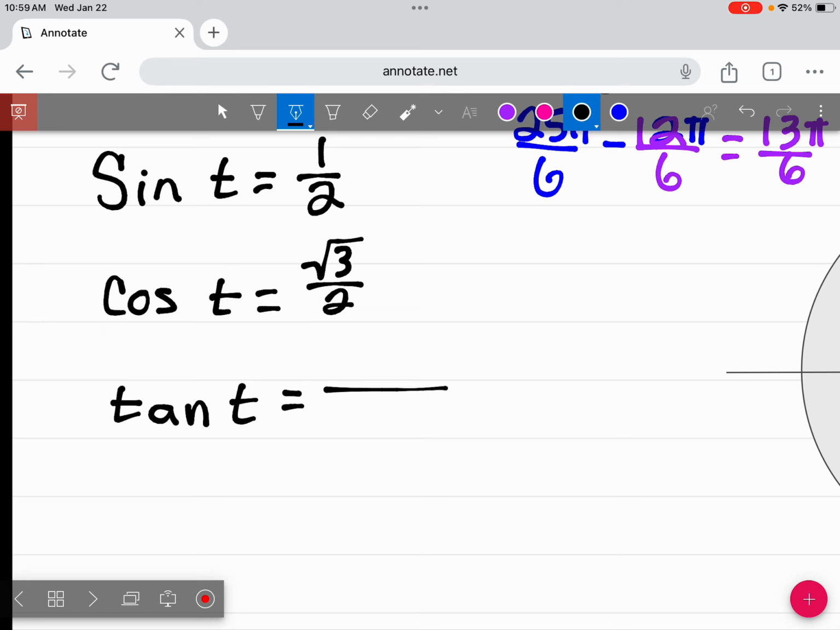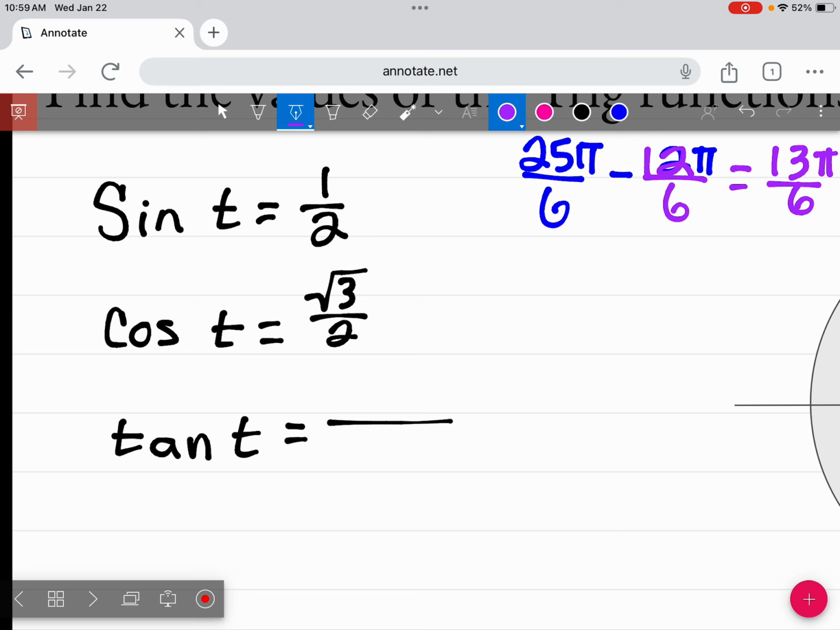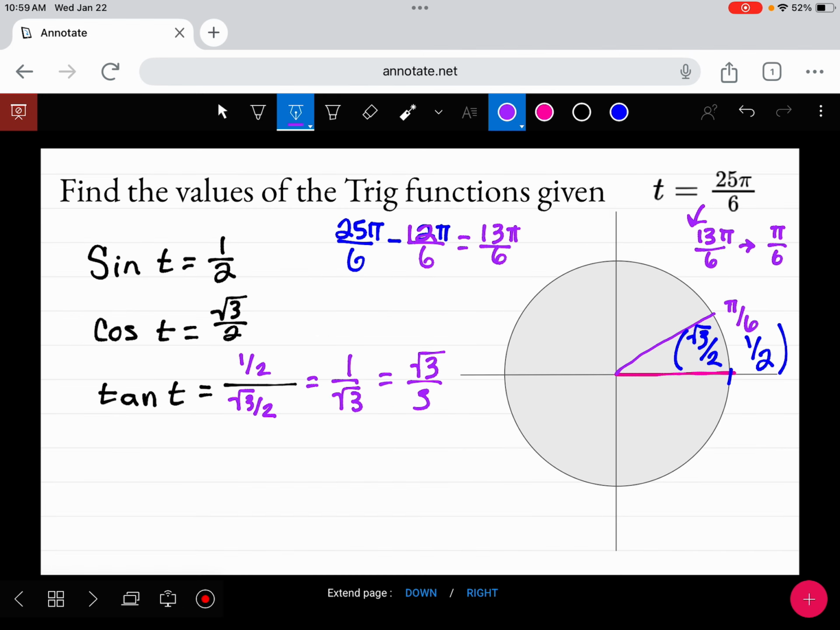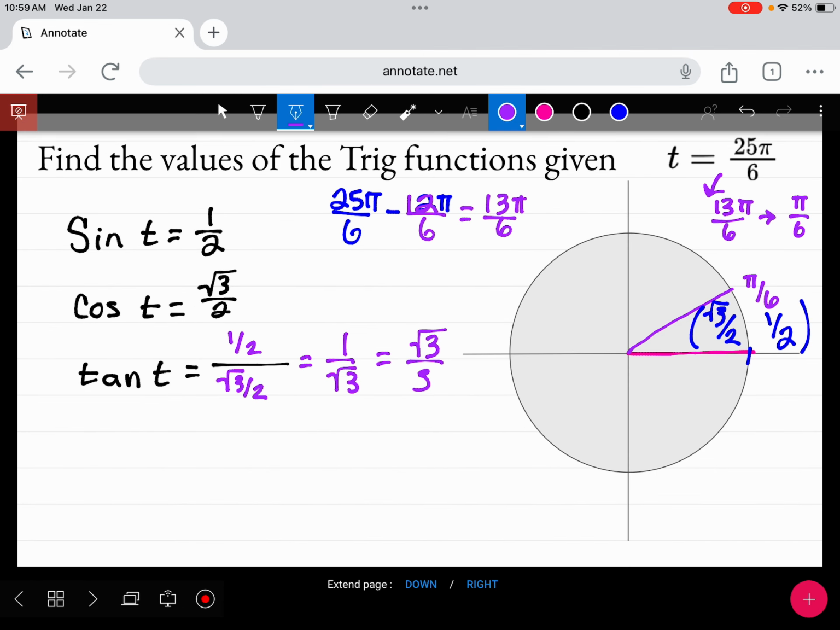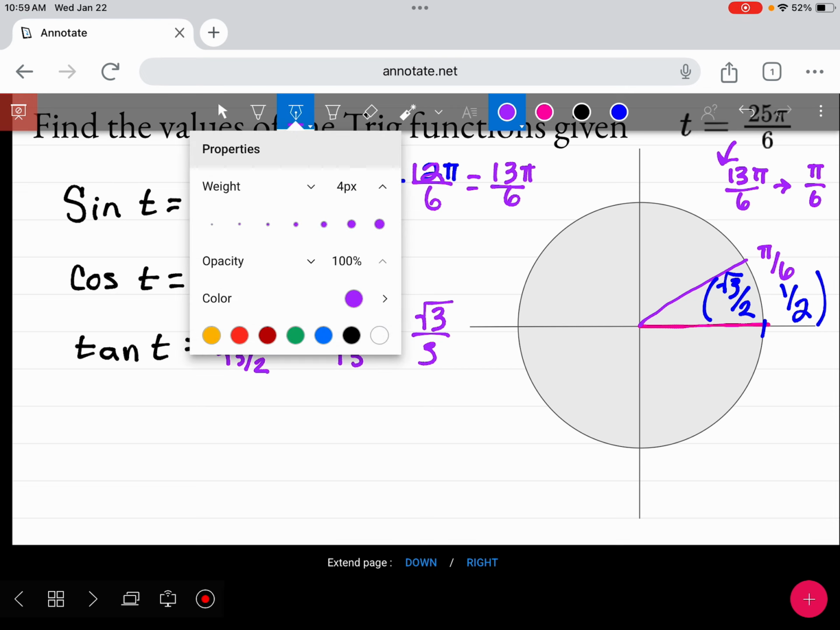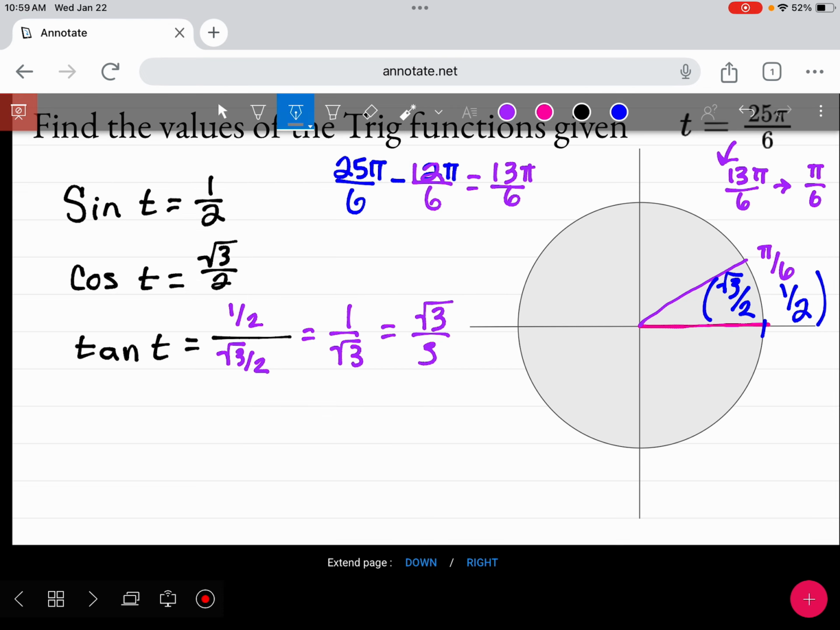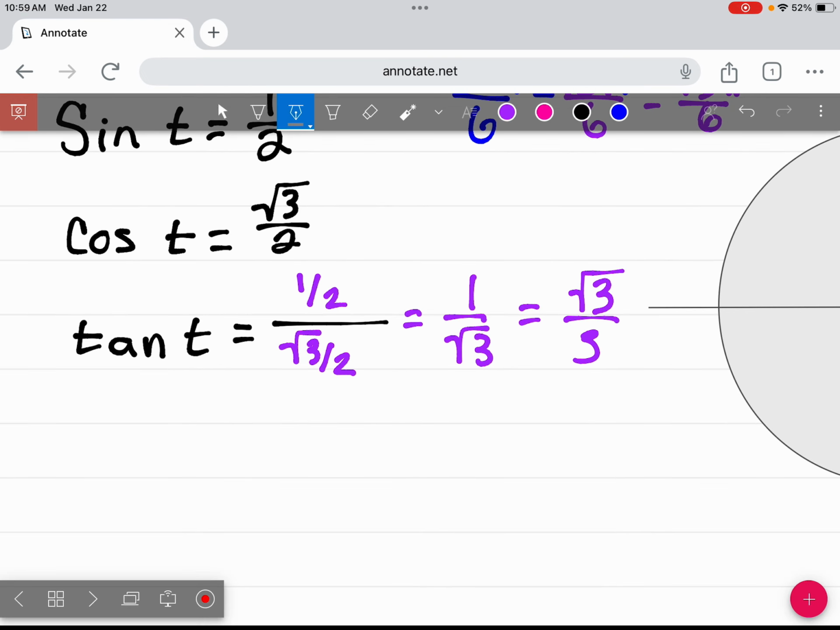Yeah, because we do our sine over cosine, so we're going to have our 1/2 over our square root of 3 over 2. Our halves cancel out, so we're left with 1 over square root of 3, which we need to rationalize to be square root of 3 over 3. So yeah, totally fine. Perfect. So let's find our reciprocals. There we go. That's the word I was looking for.